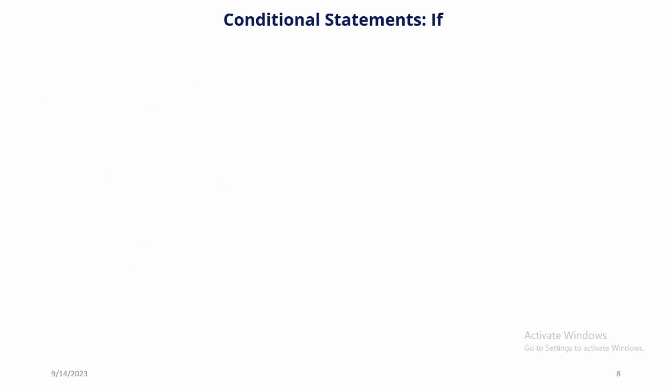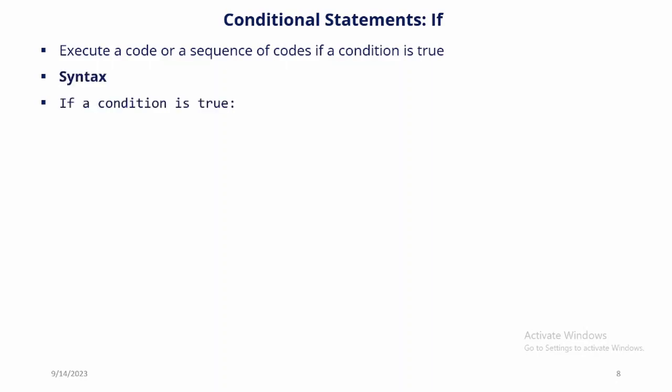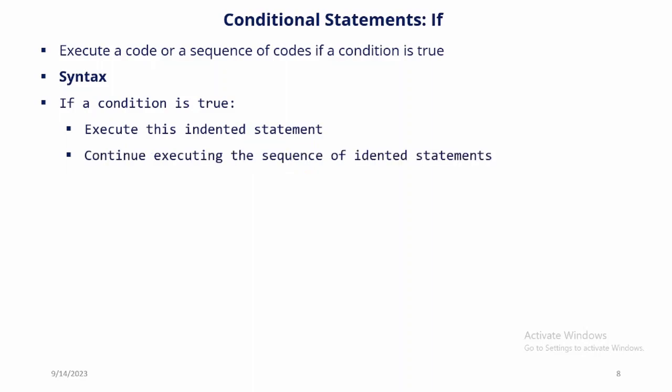So if we start with the simplest conditional statement, which is the if, what it does is execute a code or a sequence of codes if a condition is true. The syntax is, if a condition is true, execute an indented statement and continue executing the sequence of indented statements. It behaves like this. I'm going to show a diagram now, a flowchart that describes the way the if structure behaves.